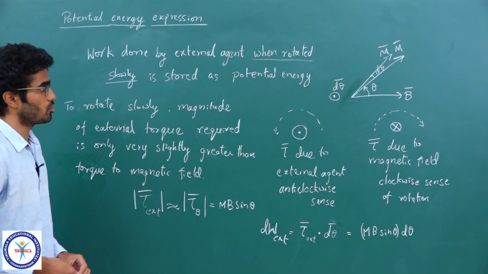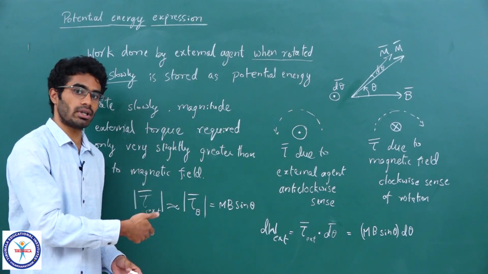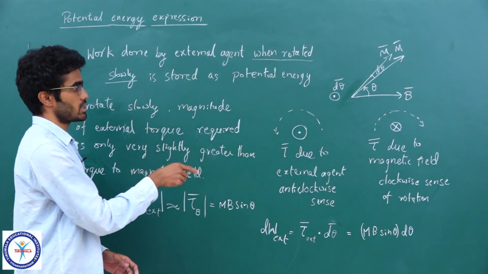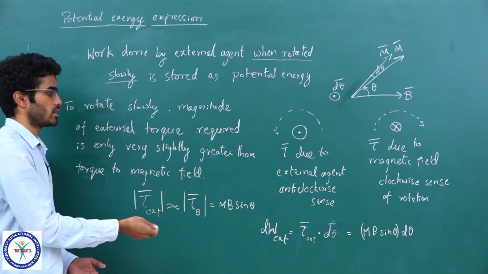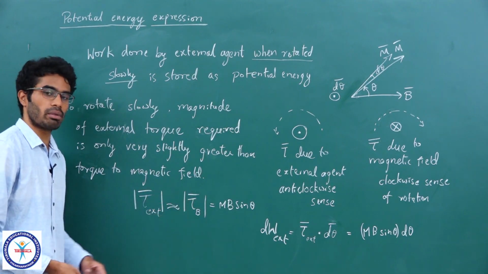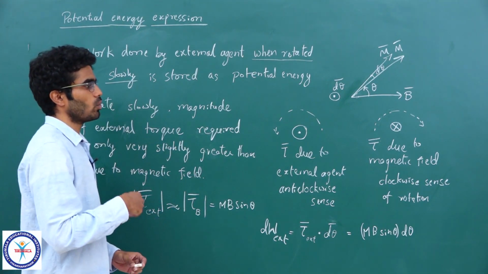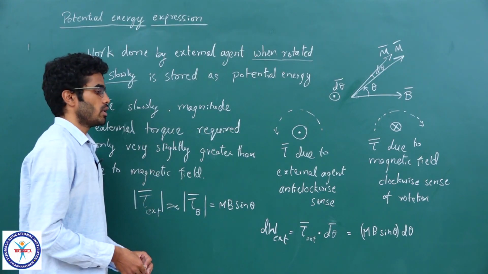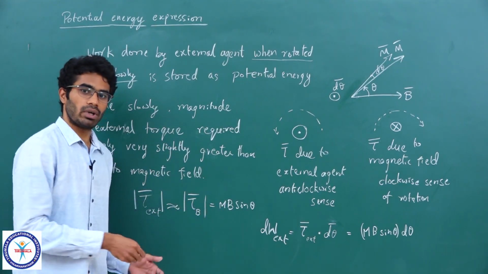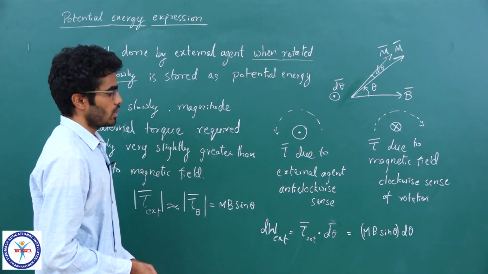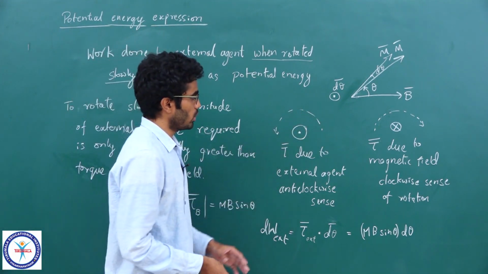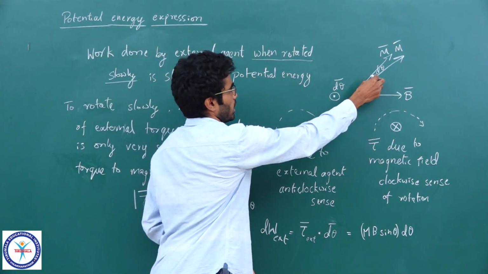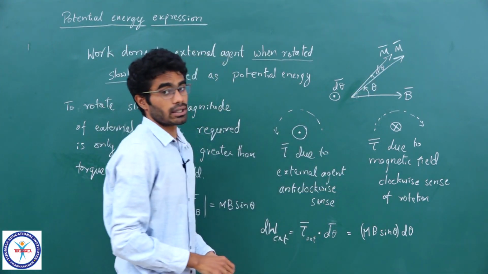How do you get the expression for the potential energy? You have to calculate the work done by the external torque. So, external torque in this case is almost equal to mb sin theta. It is equal to the torque due to magnetic field. We are increasing it only very slightly because we want to rotate it very slowly. So, it is almost equal to mb sin theta. We will take it equal to mb sin theta, and torque will be in anti-clockwise sense pointing outwards, and we have to rotate this loop by d theta.